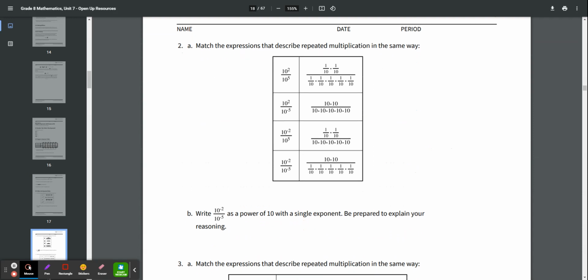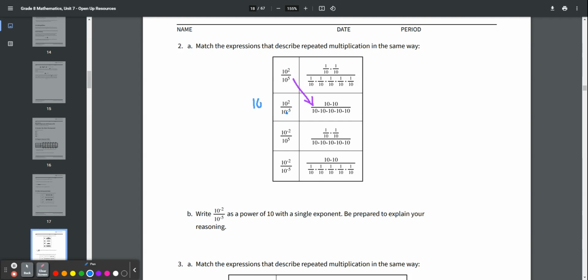We're going to match some more expressions with some repeated multiplication in the same way. So we look at this one, we see 10 to the second power divided by 10 to the 5th power. We see no negative exponent, so nothing's going to move. This one matches here. When we look for another one, 10 to the second power over 10 to the negative 5th power, 10 to the second power is a positive exponent, so we don't have to change. But we have to be thinking about the reciprocal of 10 to the negative 5th.